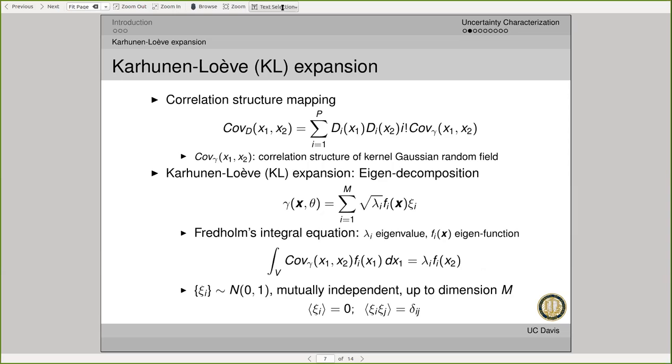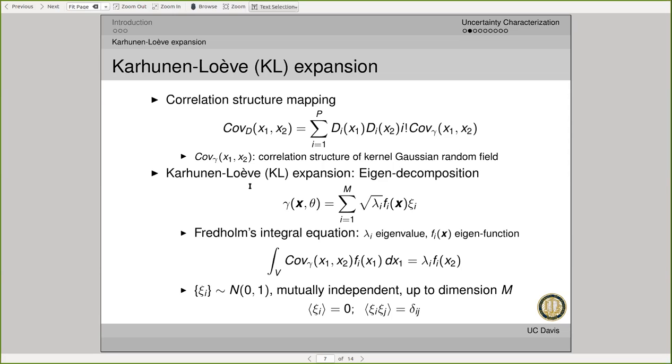So the first step to do that is we're going to do a correlation structure mapping. Say this is the input correlation structure of your original generalized random field. We need to do the correlation structure mapping to map this correlation to the underlying correlation of the kernel Gaussian random field. As you can see here, they are connected by the deterministic Hermite polynomial chaos coefficient field. And once we solve this equation, we can identify the correlation structure of the underlying Gaussian random field.